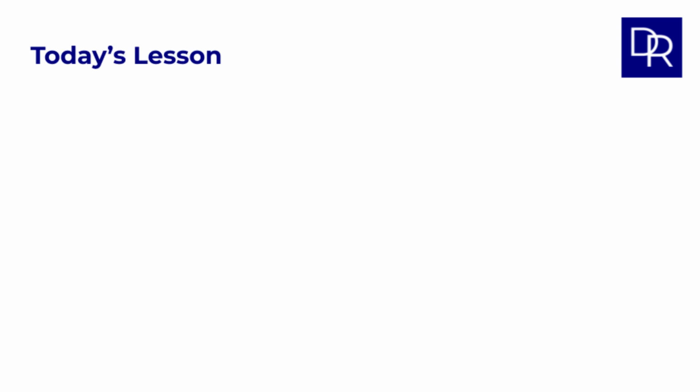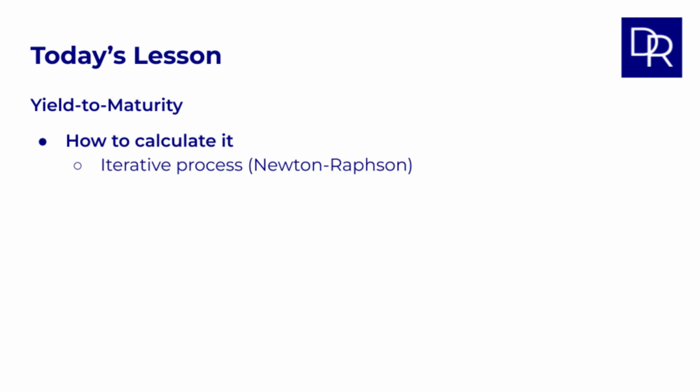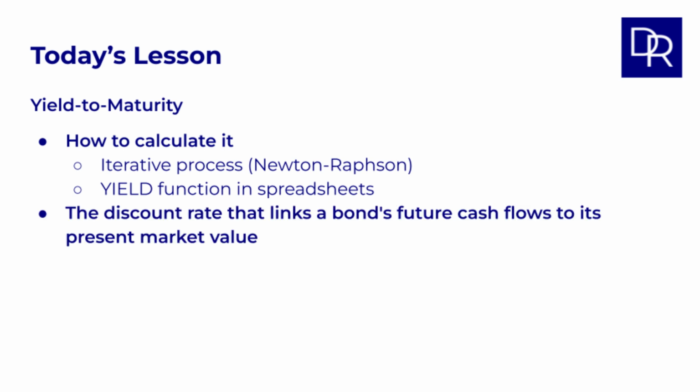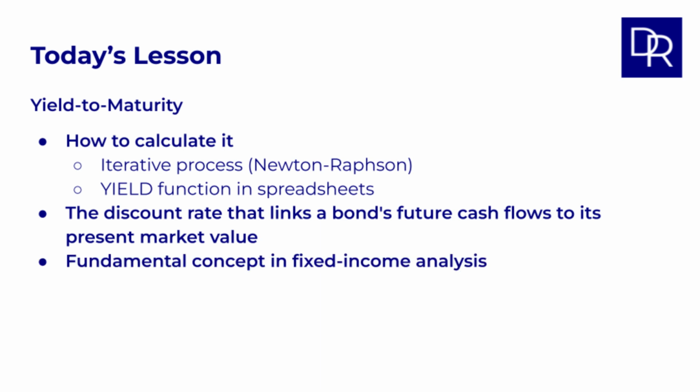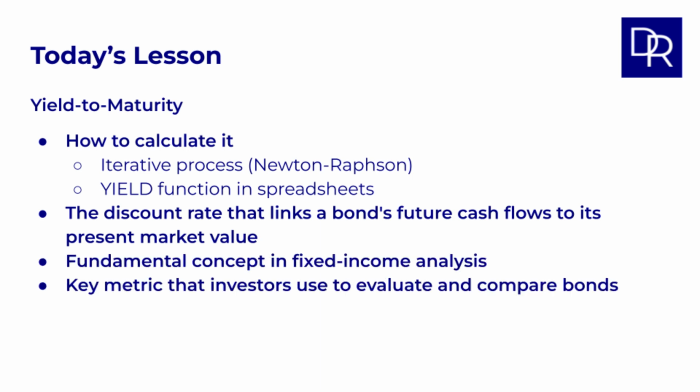So, in this lesson we learned about yield to maturity, what it represents and how to calculate it, both through an iterative process and using the yield function in spreadsheets. We also saw how the yield to maturity acts as the discount rate that links the bond's future cash flows to its present value. It is a fundamental concept in fixed income analysis and a key metric that investors use to evaluate and compare different bonds.